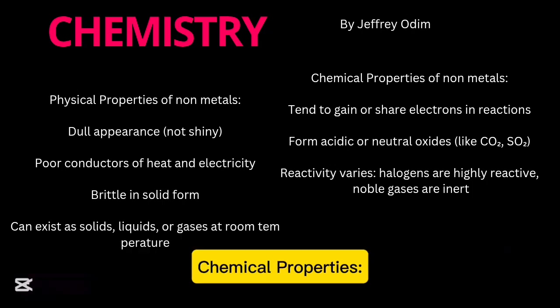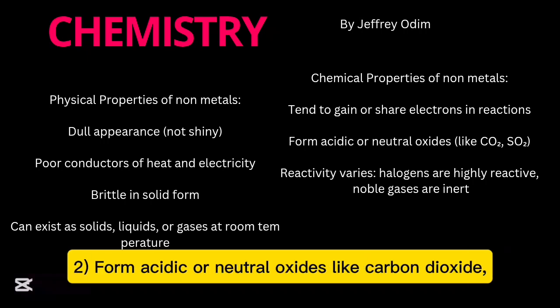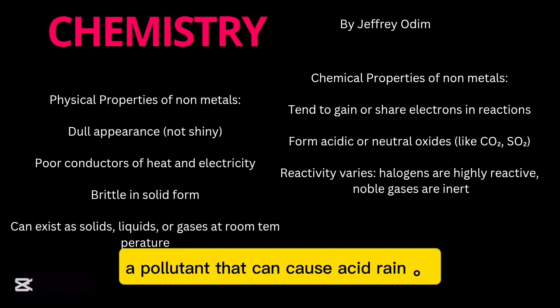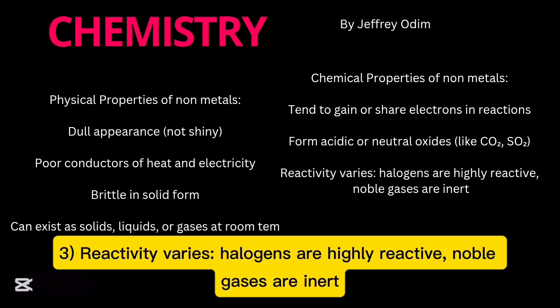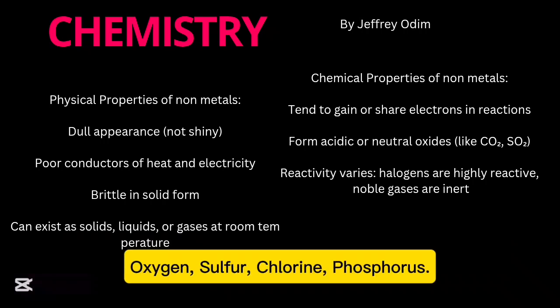Chemical properties. 1. Tend to gain or share electrons in reactions. 2. Form acidic or neutral oxides like carbon dioxide, a gas we breathe out and plants use for photosynthesis, and sulfur dioxide, a pollutant that can cause acid rain. 3. Reactivity varies. Halogens are highly reactive, noble gases are inert. Examples of nonmetals are oxygen, sulfur, chlorine, phosphorus.